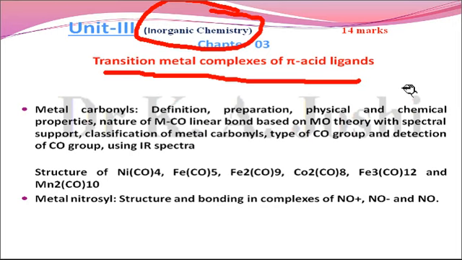So here, transition metal complexes of pi acid ligand. In this chapter we will cover metal carbonyl: definition, preparation, physical and chemical properties, nature of M-CO linear bond based on MO theory with spectral support, classification of metal carbonyl, type of carbonyl group, and detection of CO group using IR spectra, structure of transition metal complexes like Ni(CO)4, Fe(CO)5, etc. Metal nitrosyl: structure and bonding in complexes of NO+, NO- and NO.